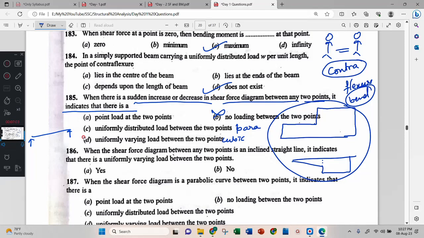There is a sudden increase or decrease in the shear force diagram between 2 points. This is one point and this is another point. This is one variation, this is another variation, both are same, and this is another variation. Okay, this I can consider. This is sudden variation, sudden increase or decrease. This is also parabolic increase decrease, parabolic increase decrease, linear increase decrease. This will come when UVL is there in between, therefore D is the correct answer.